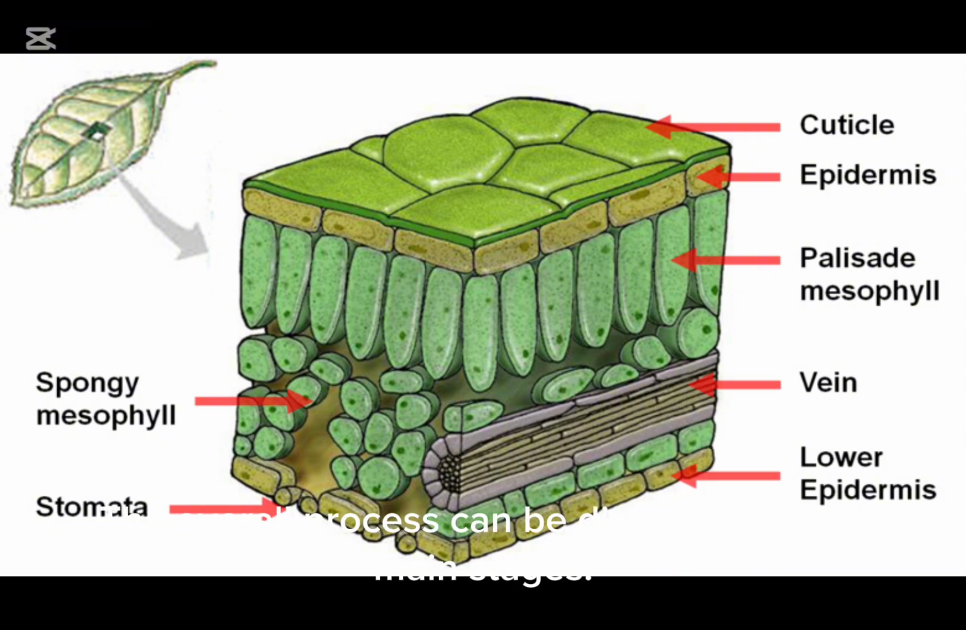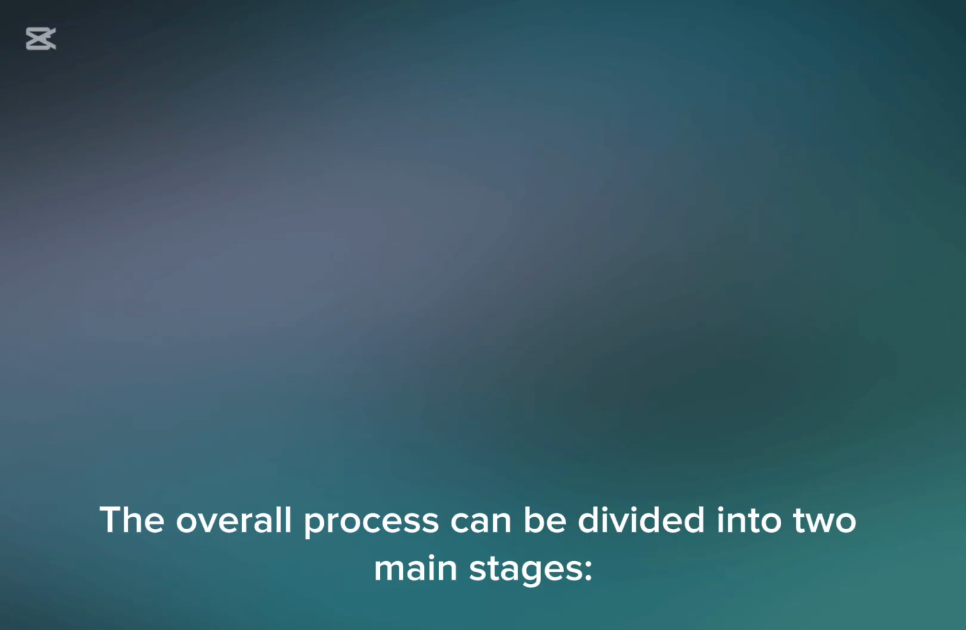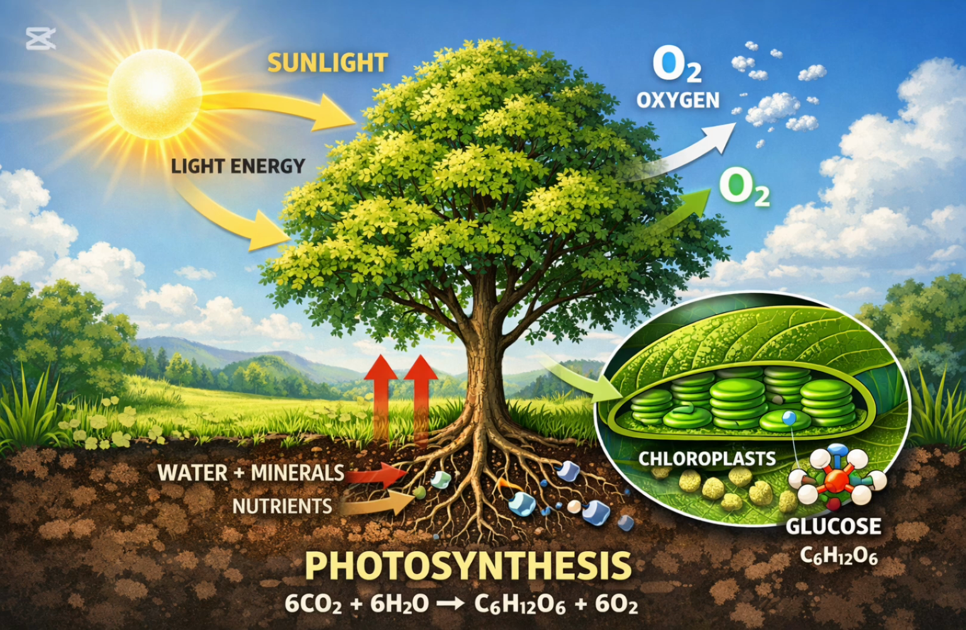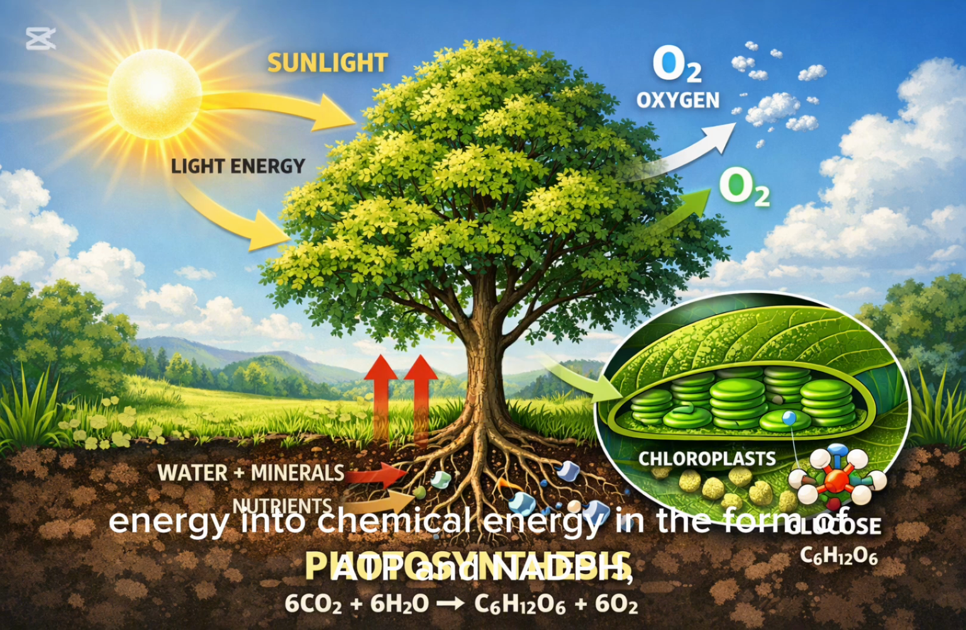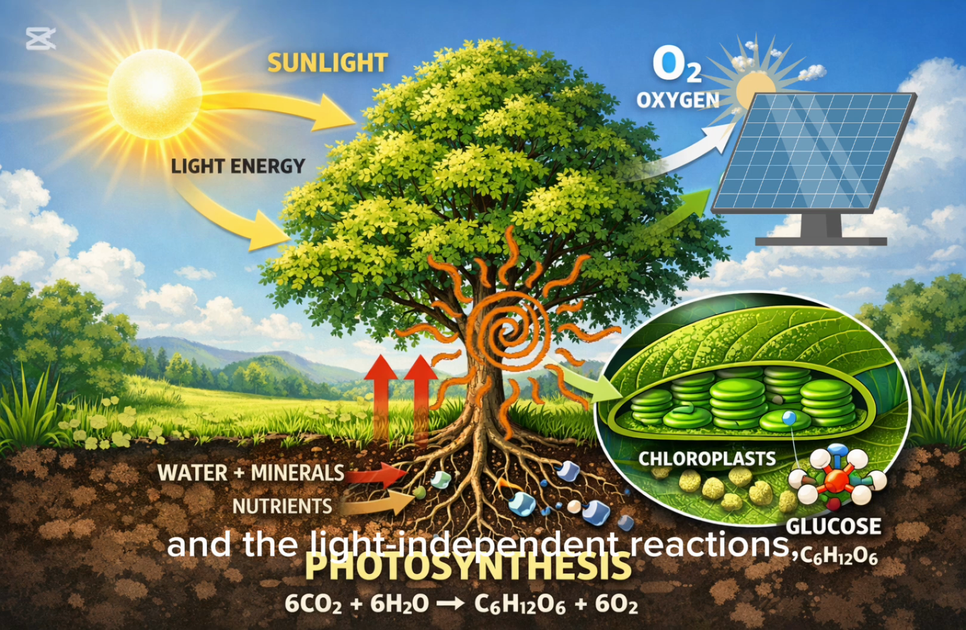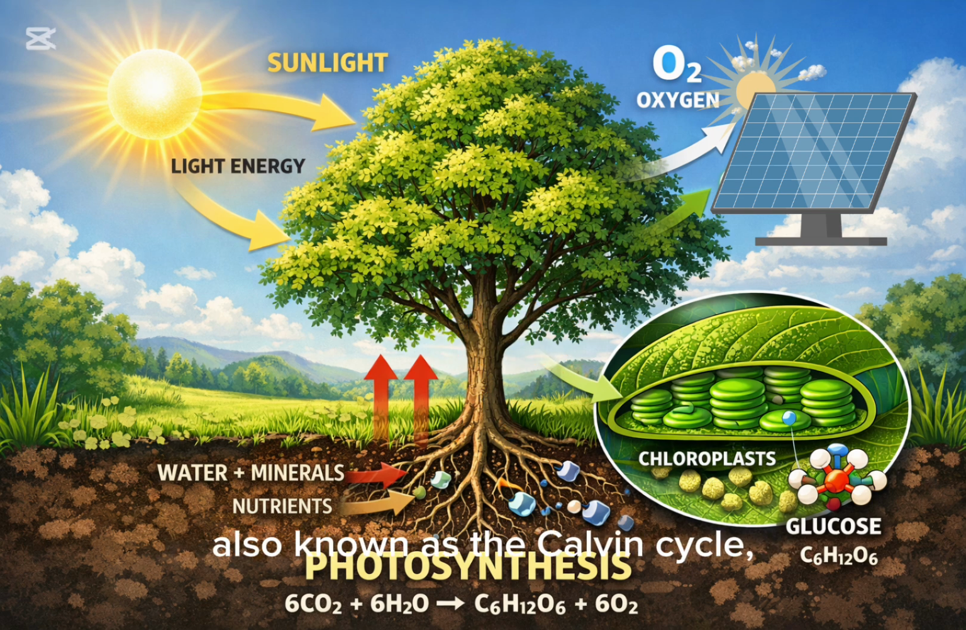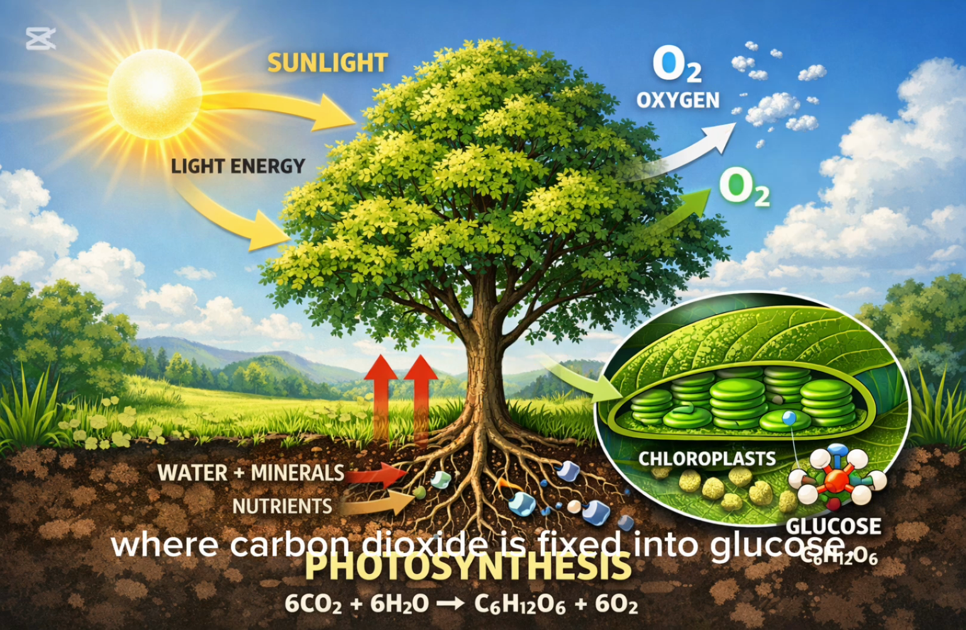The overall process can be divided into two main stages. The light-dependent reactions, which capture and convert solar energy into chemical energy in the form of ATP and NADPH, and the light-independent reactions, also known as the Calvin cycle, where carbon dioxide is fixed into glucose.